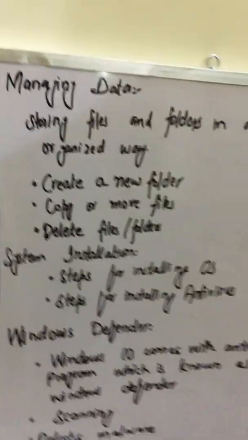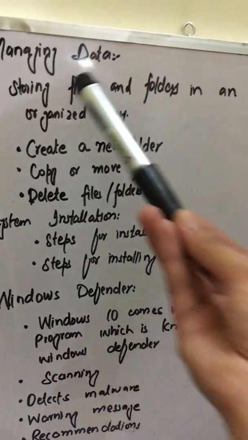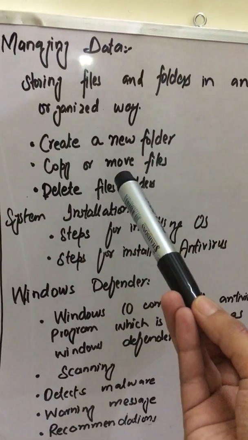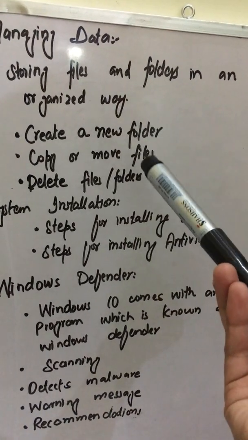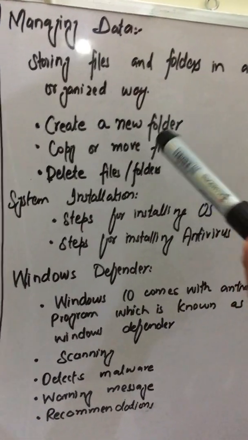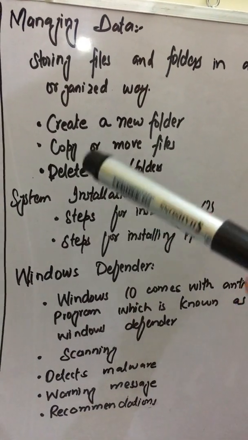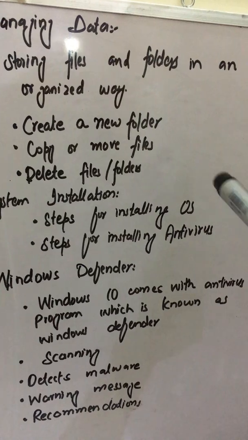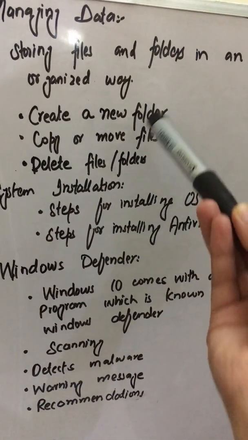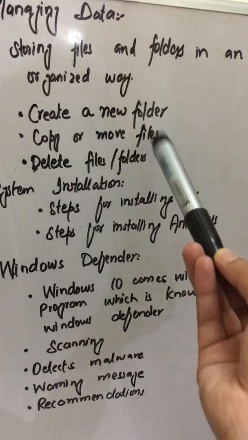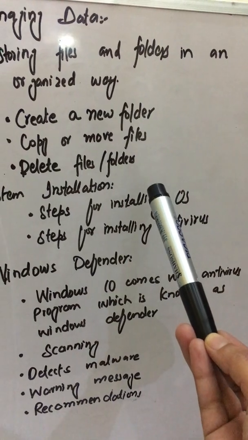Let's come to the other topic of today, which is managing data, files and folders. What is managing data? Managing data means storing files in folders in an organized way so that you can access them easily and quickly. So how can you manage your data in a computer? By following these things. You can create a new folder, you can copy or move your files, and you can delete the files in the folders. Why will you create different folders?